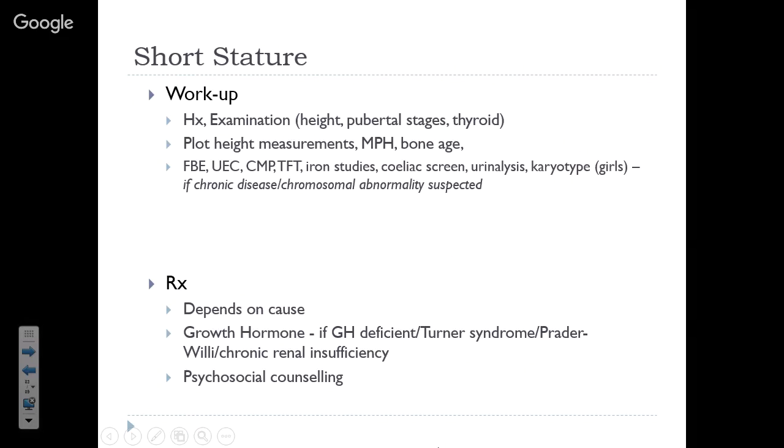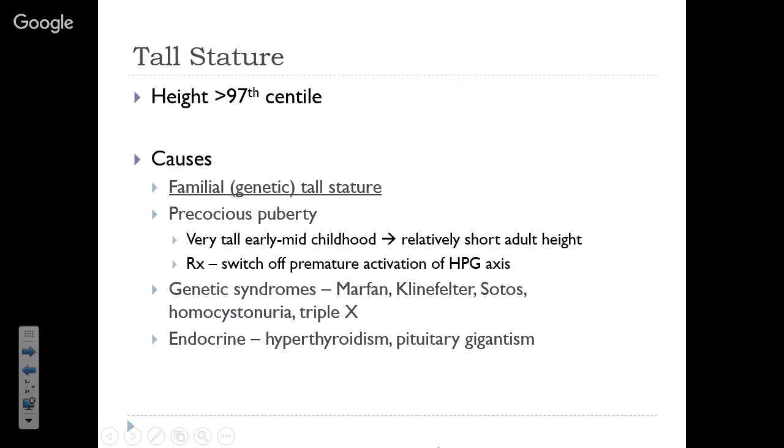So if they're growth hormone deficient, or if they've got Turner syndrome or Prader-Willi syndrome as well. Tall stature is less common, less likely to be a concern for parents. Height above the 97th centile. Most common cause is familial or genetic tall stature. So the parents will often be quite tall as well.